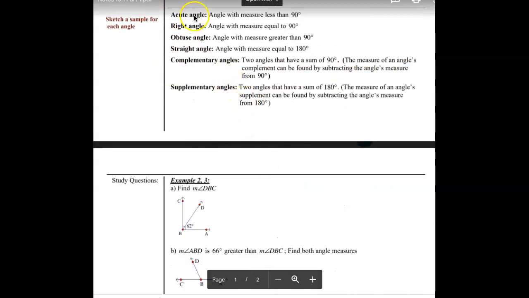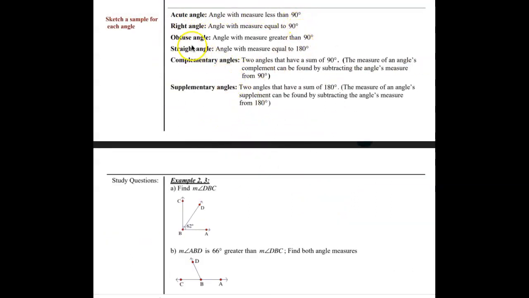Right here we just have our angle classification. You can classify an angle based on its measurement, right? That's not the same as naming an angle. Up top, we were naming an angle, and this one is classifying an angle. So here's how you classify, and you guys might know this. An acute angle is an angle that's less than 90 degrees. A right angle is exactly 90 degrees. An obtuse angle is greater than 90 degrees. A straight angle is 180 degrees.